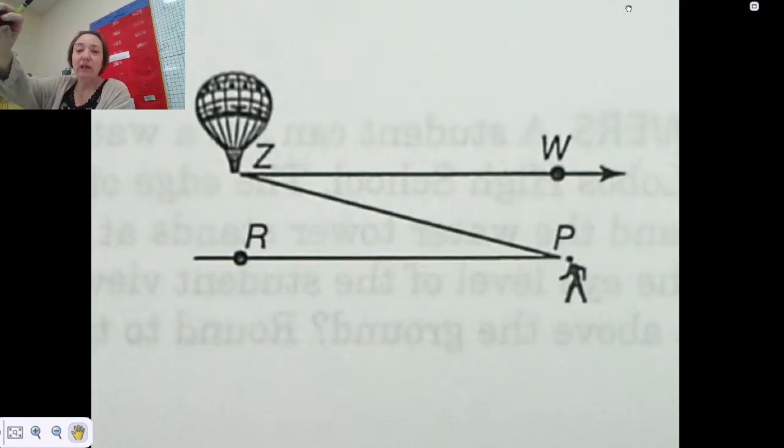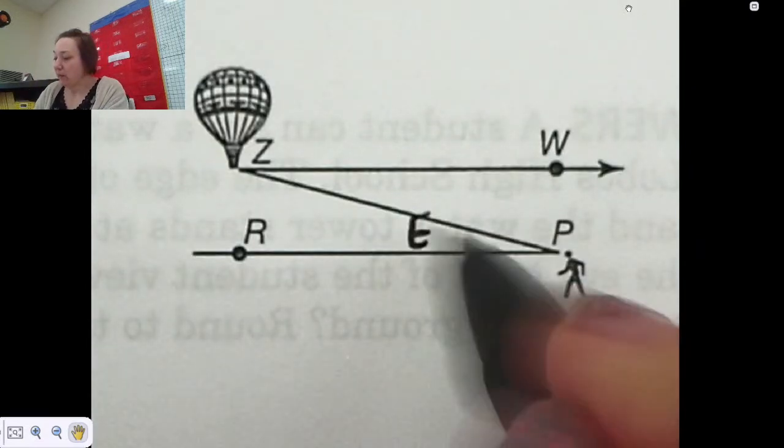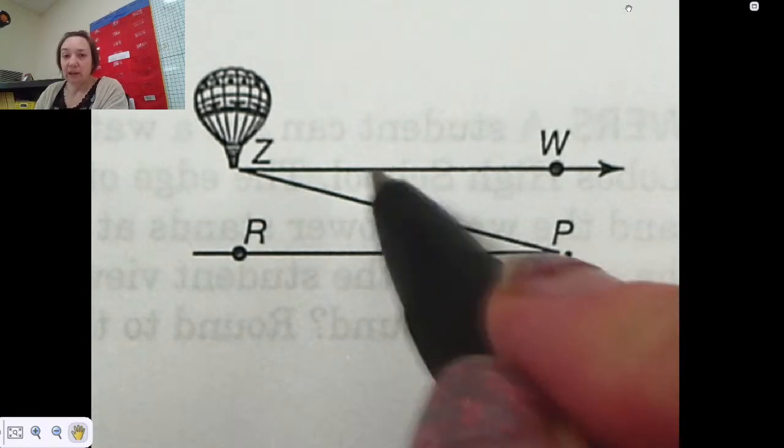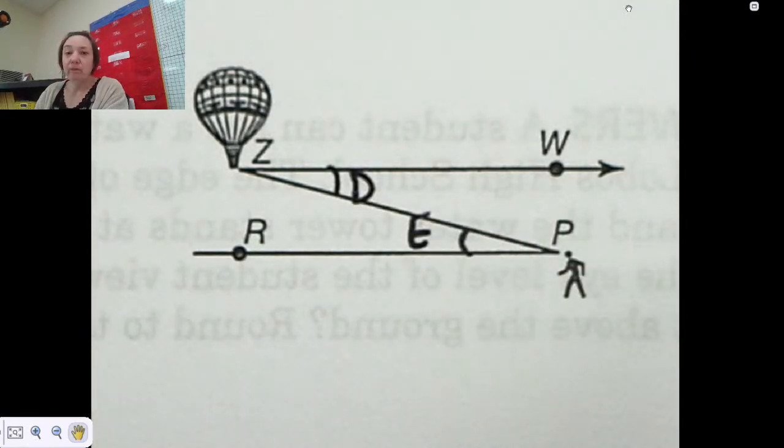What about this one? What is our angle of elevation in this picture? RPZ, that's our angle of elevation. And our angle of depression? Okay, so this is our angle of depression, and we know that they're congruent, right?